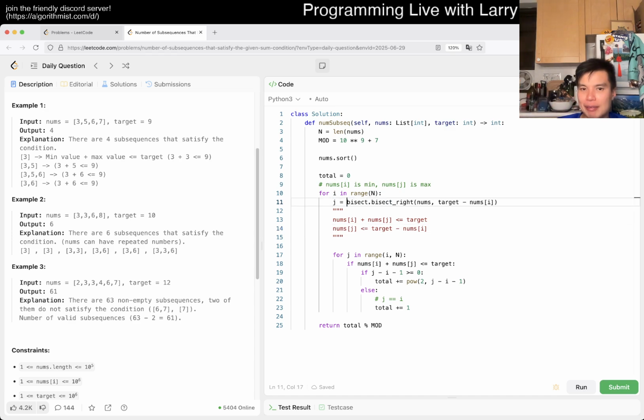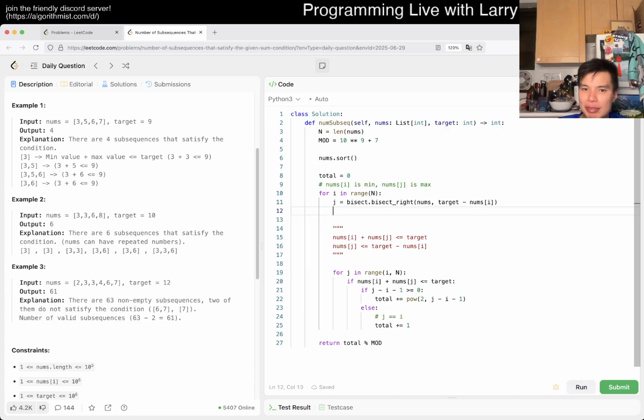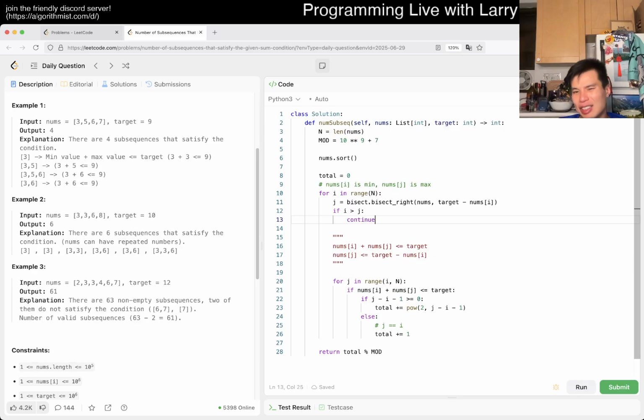So this is j. If j is less than, or if i is greater than j, then we just skip. And actually, I think we can break, because that means that in the future this is always going to be true, because this is always sorted upward. So yeah, we can break.